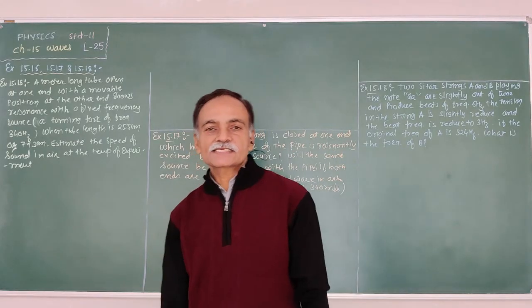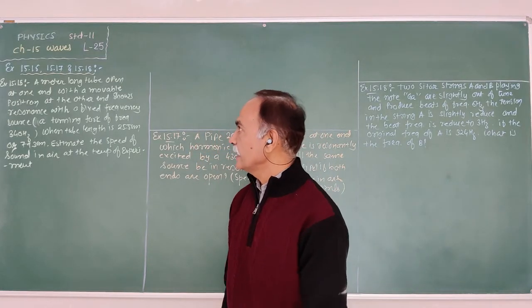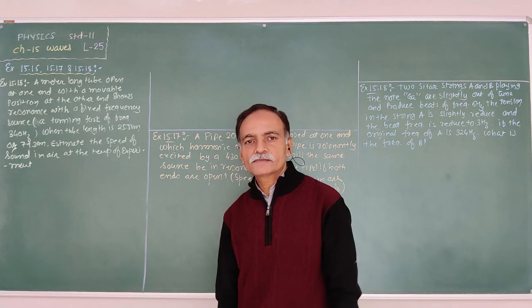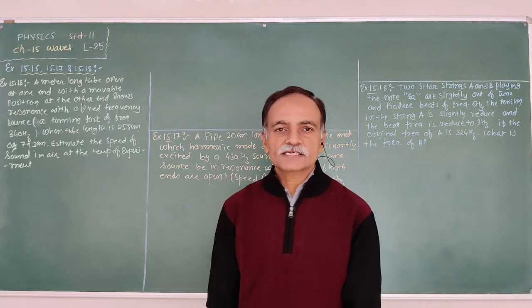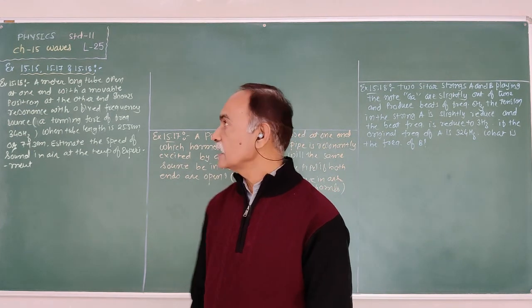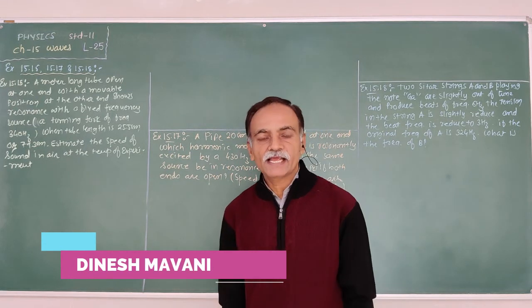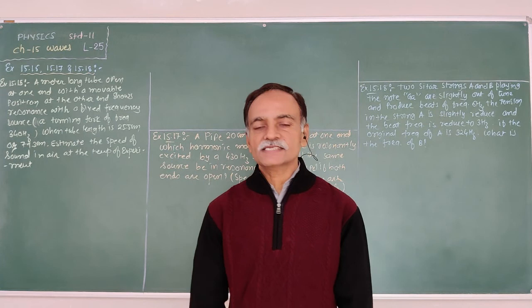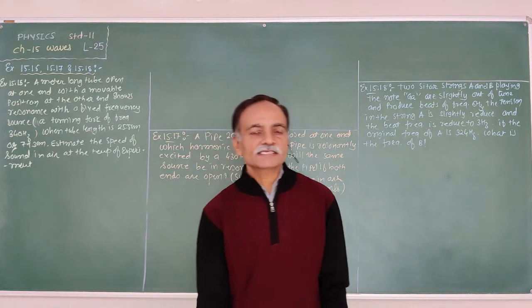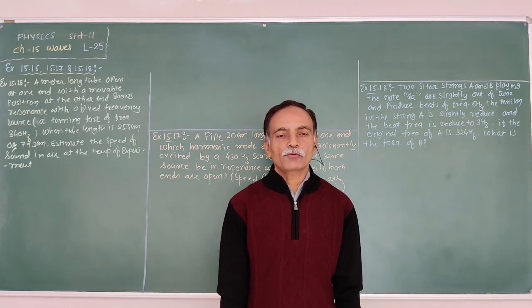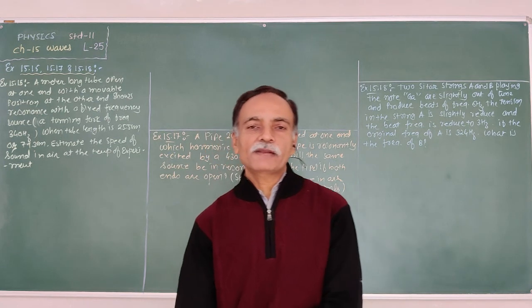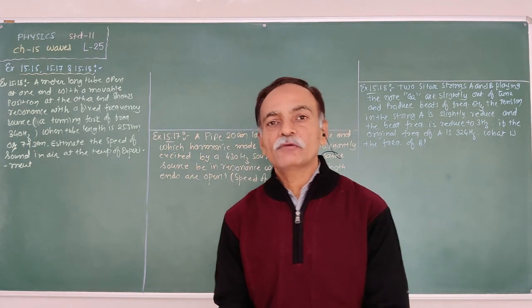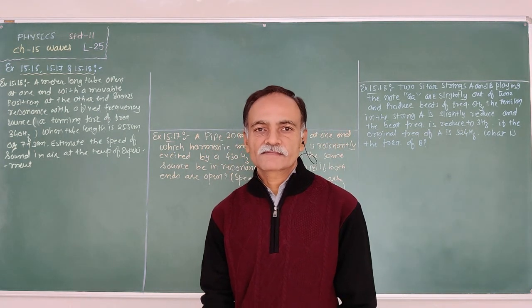Friends, after the discussion of numerical 15.14, we are going to discuss the remaining three numericals 15.15, 17 and 18. Already 15.16 we discussed. Now, these three numericals depend on resonance and also on what harmonics take place in the closed pipe, open pipe and also the string.